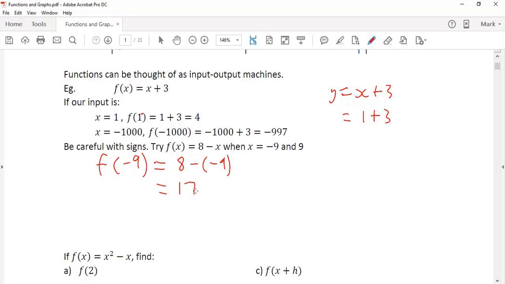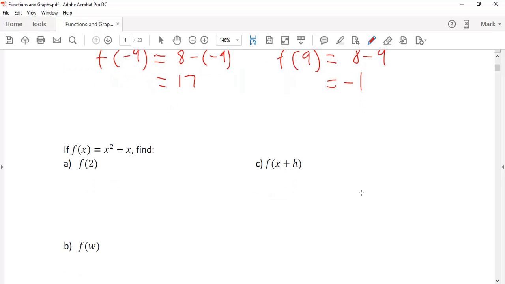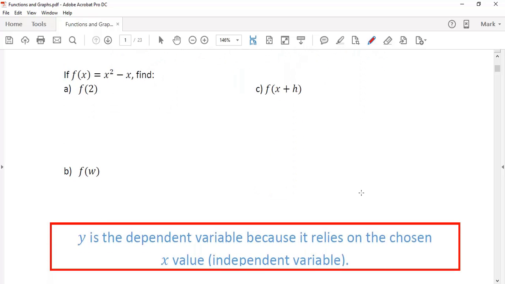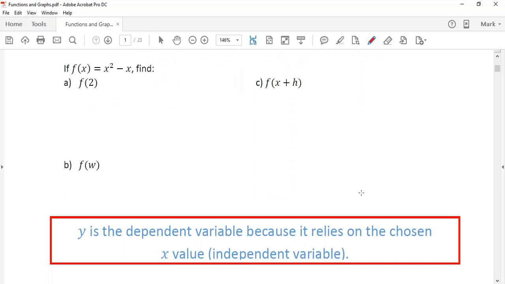Then the next one, f of 9, so 8 minus our x, which is just 9, so we'll get negative 1. It's nothing too crazy so far. Alright, the next one, same thing, we just sub in 2. So f(2) would equal 2 squared minus 2, and that gives you 4 minus 2, which is just 2.